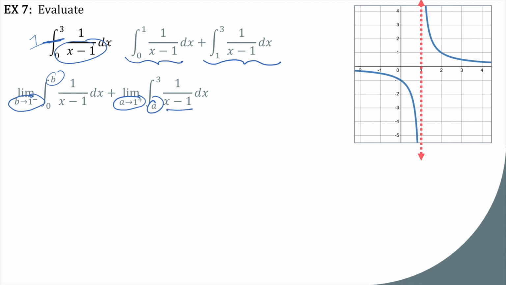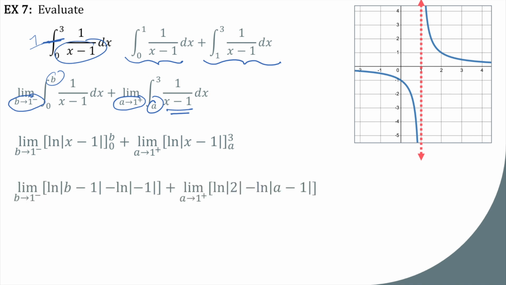And then the antiderivative of 1 over x minus 1, this looks kind of crazy, doesn't it? Is the ln of |x minus 1| from 0 to b, and then the same from a to 3. Oh golly, then we have to evaluate this. So here we've got f of b minus f of 0, and then f of 3 minus f of a. So let's just evaluate this one step at a time here.